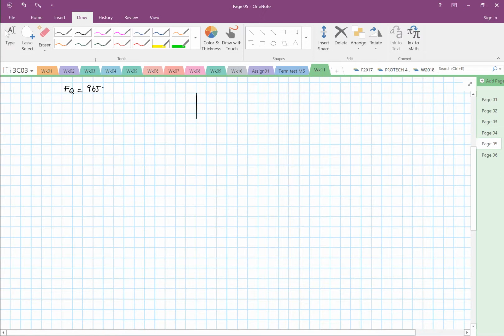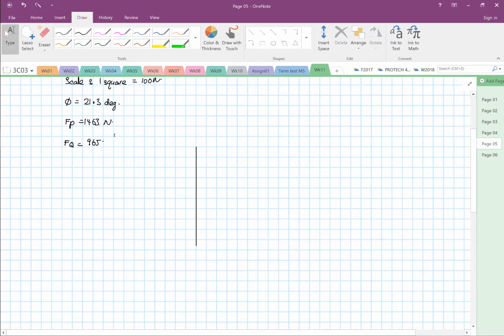So 2, 4, 6, 8, 9.65, somewhere around here. So this is your FQ9. Then it's 14.63 on FP. Okay, so I'm going to construct 2, 4, 6, 8, 10, 12, 14, 14.6, somewhere around here. So from here, what I realized is that this is your FP.